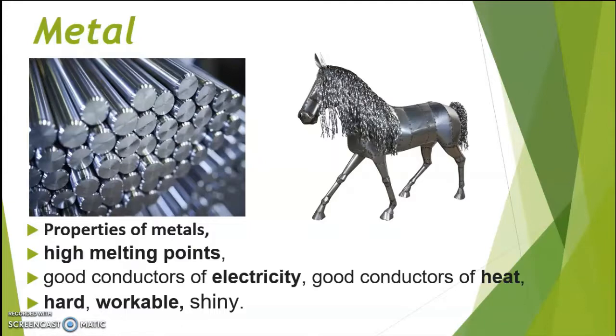Okay, so a metal has a high melting point and is a good conductor of electricity. Did you agree with that? Of course, yes. Good conductor of heat. If you put it in a hot area and you hold it, it will become hot. Okay, and a hard one, but workable and shiny. Okay, and then the next one is rubber. Okay, rubber.